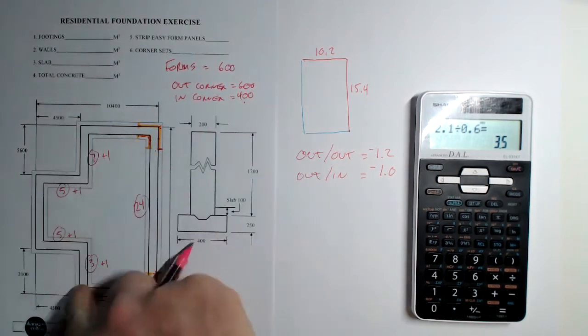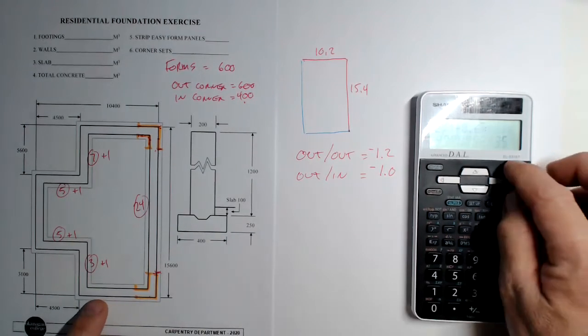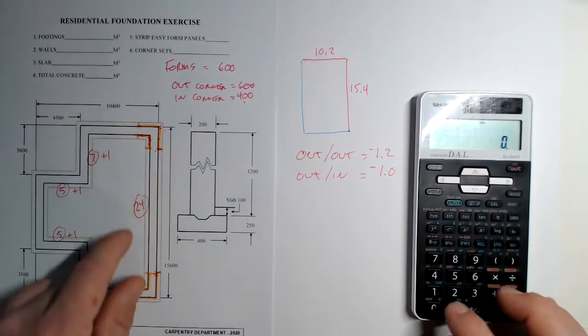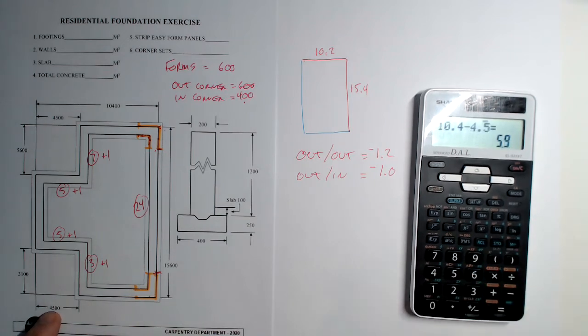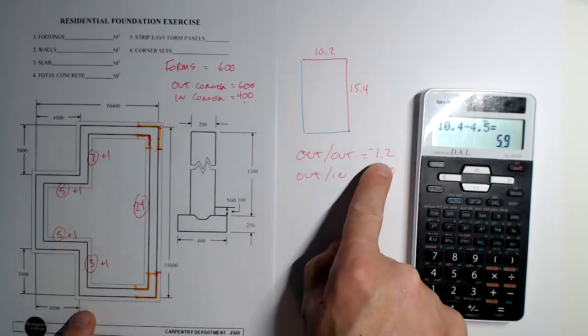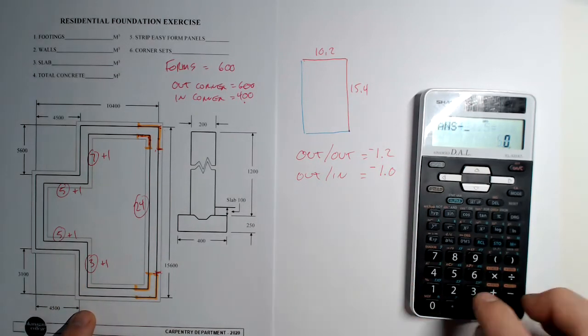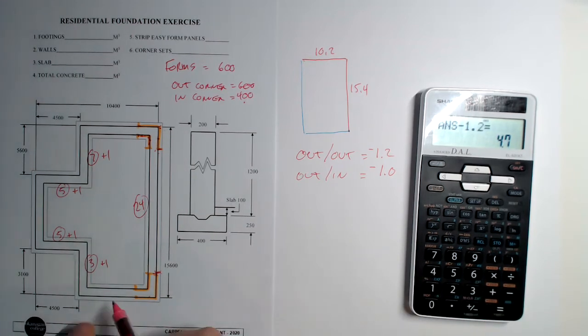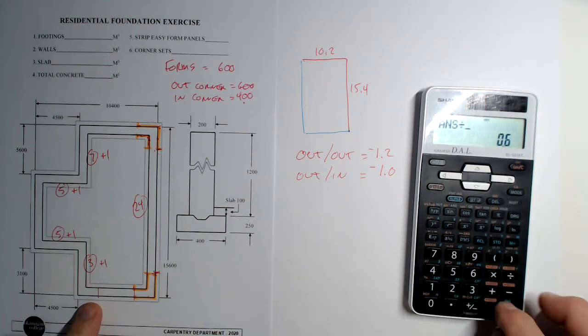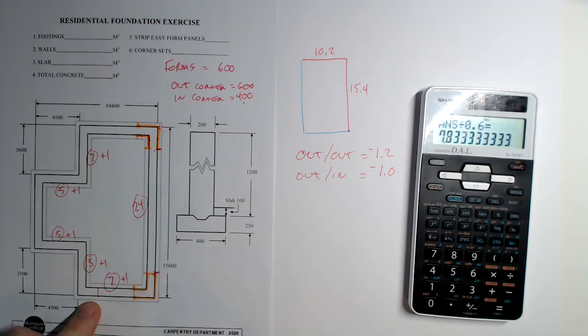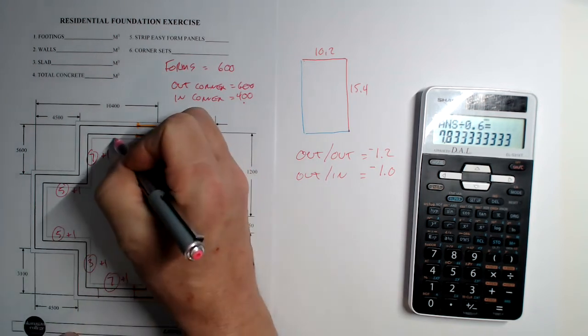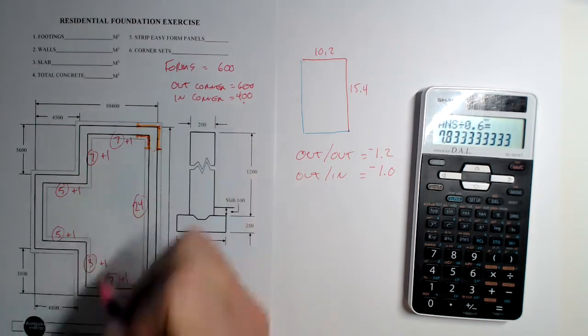Now, both of these ends are the same measurement, so let's calculate one. We start with an outside to outside of 10.4. We'll minus a 4.5 for the jog, which leaves us with an outside to outside corner of 5.9. We will minus our outside to outside corner adjustment of 1.2, which leaves us with 4.7 in-between corner panel sets. We'll divide that by the size of our panel, 0.6, which leaves us with 7.8 panels, or 7 full panels plus 1 filler. This side will be the same, 7 panels plus 1 filler.